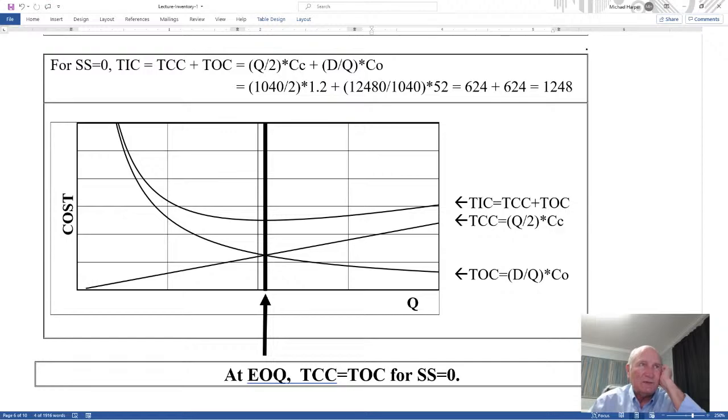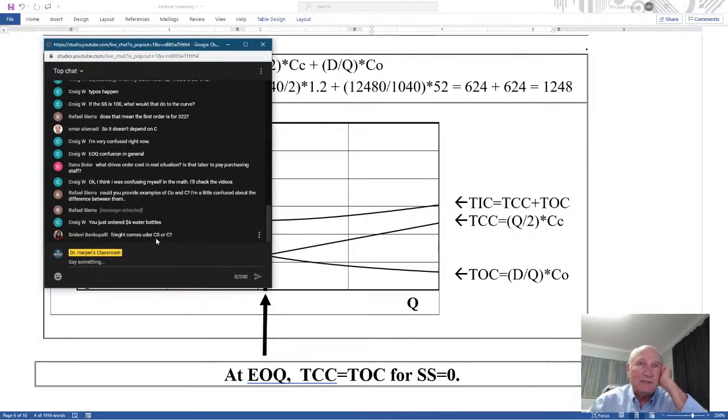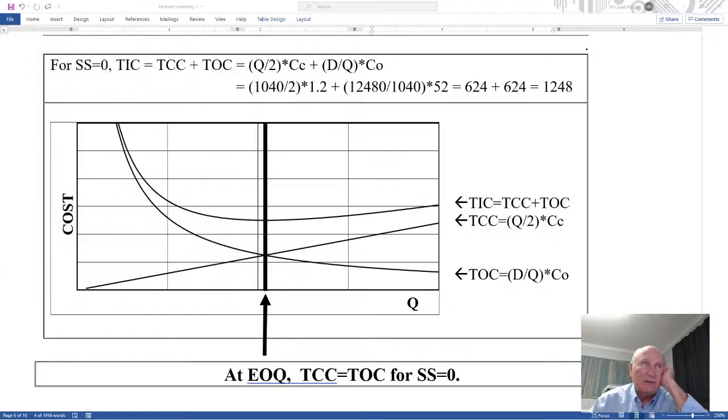Sridevi, freight comes under C sub O or C? Well, it really depends. Usually it's C sub O, but it could come under the C depending on the contract with the supplier, and that gets into contract negotiations. Sometimes they'll fold the freight cost or the bill of lading into the cost. Sometimes they don't. But even though the freight's in the cost, you still have cost of ordering. That's internal cost. They're not going to pay for your people placing the orders.